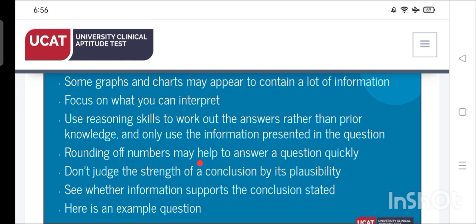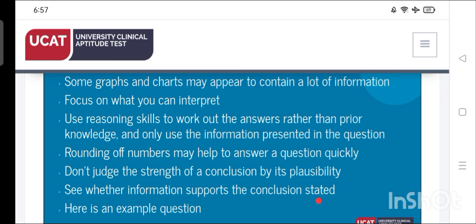Rounding of numbers may help to answer a question quickly. Don't judge the strength of a conclusion by its plausibility. See whether the information supports the conclusion stated.